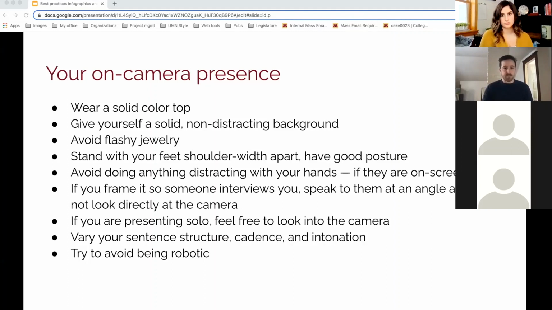It can help to vary your sentence structure and cadence and intonation. I say that despite the fact that I'm probably not doing much of that myself. Again, these are best practices and things to strive for, and try to avoid being robotic, which is something we should always try to do.